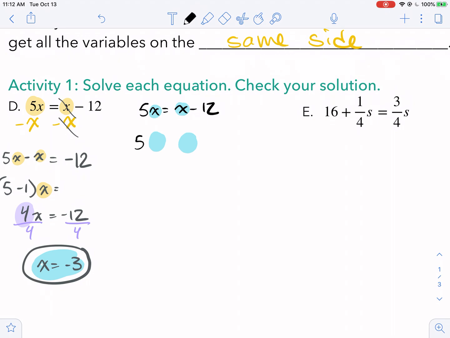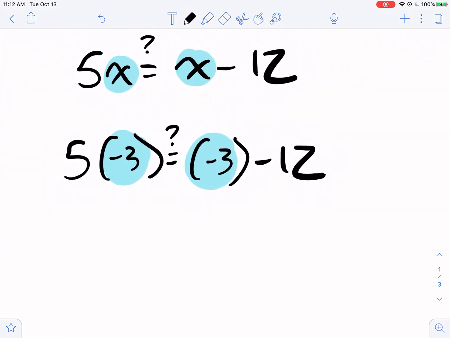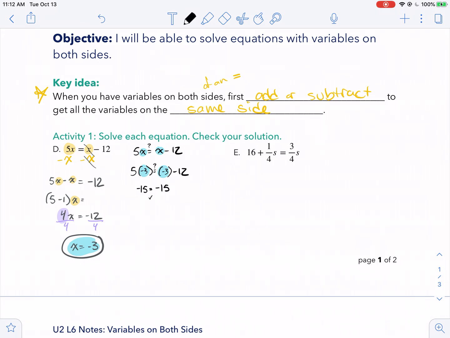So is it true that 5 times negative 3 equals negative 3 minus 12? Well, we're not sure, we're checking, so is that true? Well, 5 times negative 3 is negative 15, and negative 3 minus 12 is negative 15. So yes, that's true, we did it right. Let's do it again.